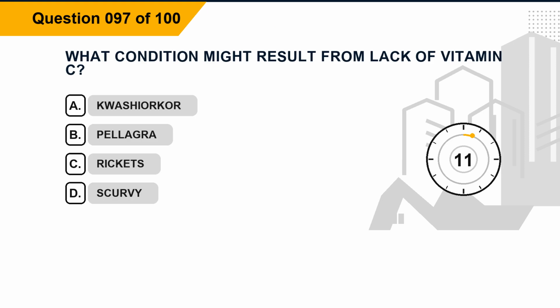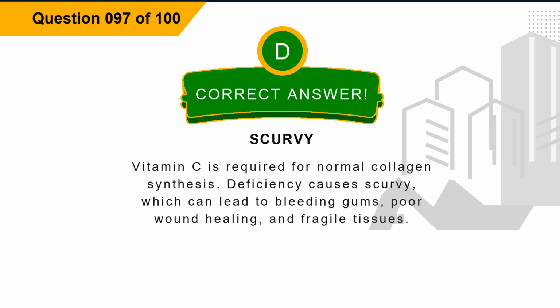Question 97. What condition might result from lack of vitamin C? Option A, kwashiorkor. Option B, pellagra. Option C, rickets. Option D, scurvy. The correct answer is option D, scurvy. Explanation: vitamin C is required for normal collagen synthesis. Deficiency causes scurvy, which can lead to bleeding gums, poor wound healing, and fragile tissues.